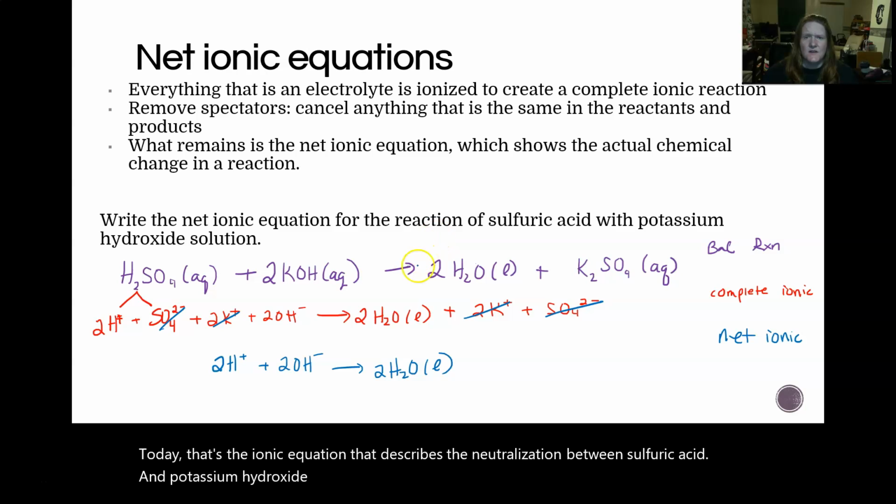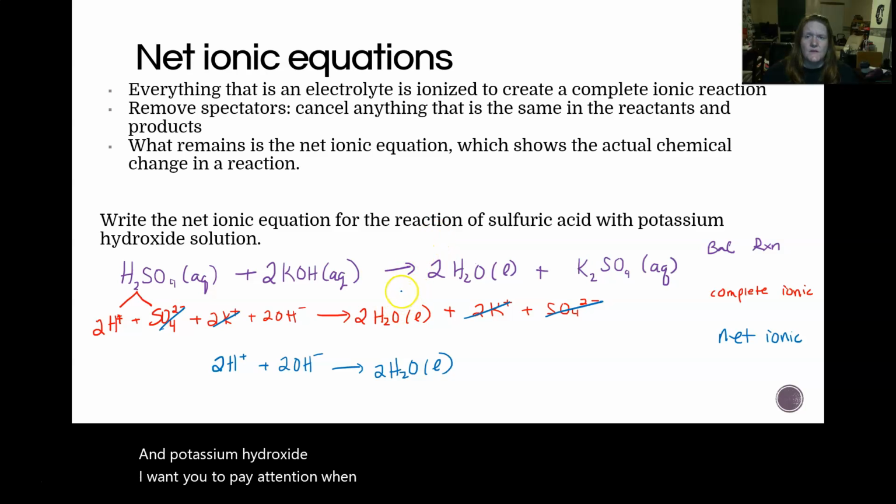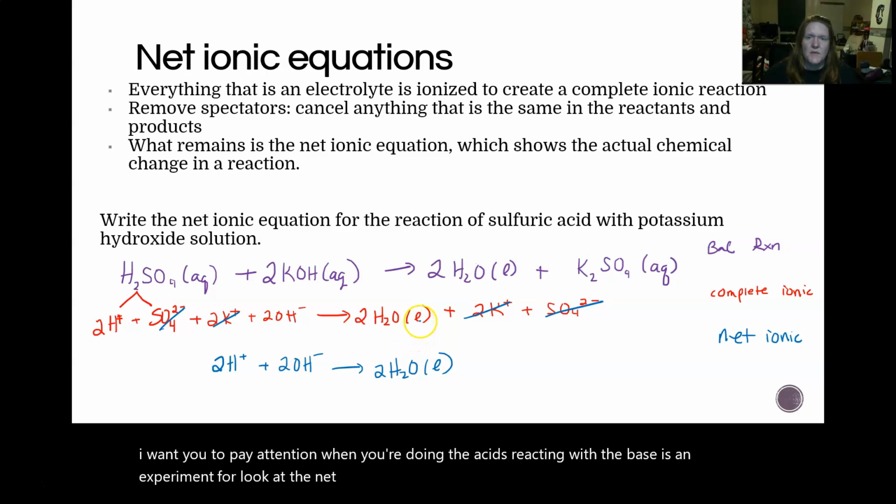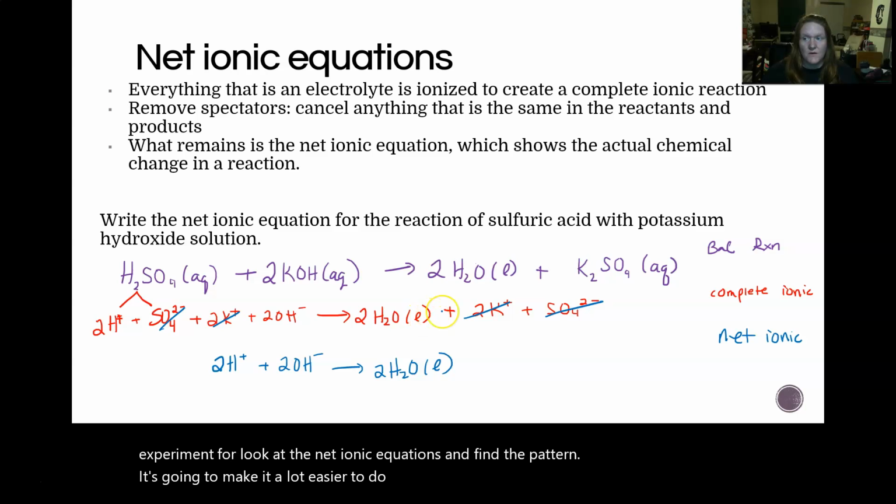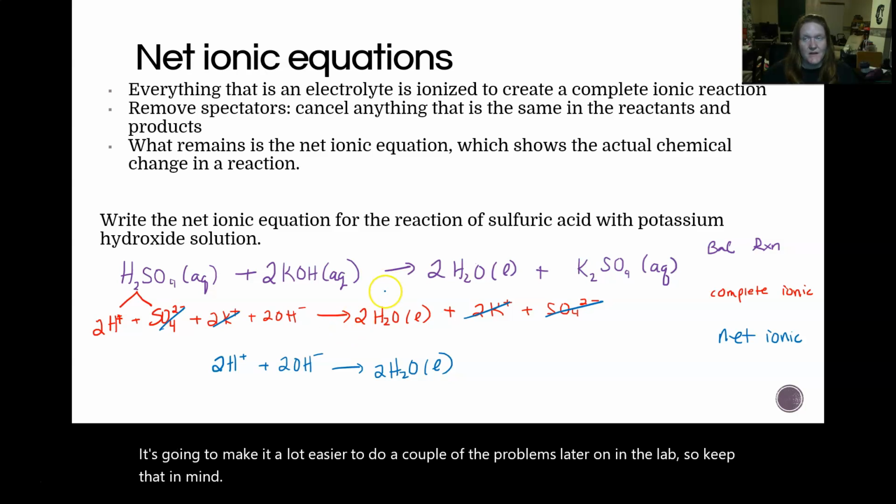I want you to pay attention when you're doing the acids reacting with the bases in experiment 4. Look at the net ionic equations and find the pattern. It's going to make it a lot easier to do a couple of the problems later on in the lab, so keep that in mind. Oh, and in lecture too.